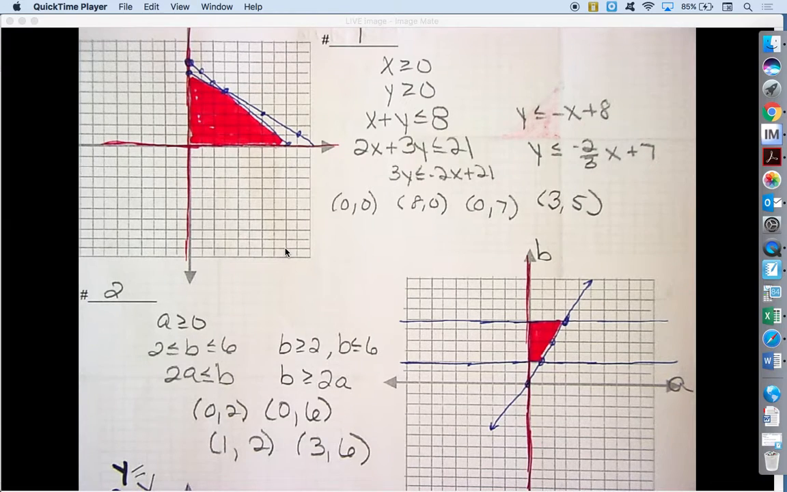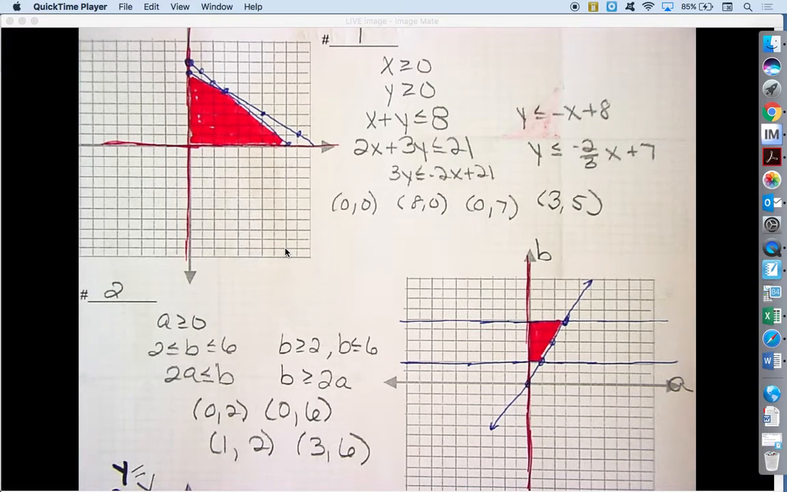The third inequality was x plus y is less than or equal to 8, which is really y is less than or equal to negative x plus 8. And then the last one becomes y is less than or equal to negative 2/3 x plus 7. So when you graph them, you have the vertical and the horizontal line, and then the two other lines with y-intercepts that are just one off from each other, so it makes a larger shape because the y-intercepts are just one greater than the other.